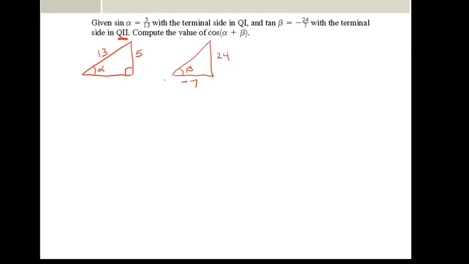Awesome. Okay, so now what do I do? I add them? I add what? A and B. No, because they're completely different. But I don't know what A and B are, do I? You'd have to find the missing side first. Yes, so let's find the missing side. So what's the missing side on the 5 and the 13, the alpha triangle?